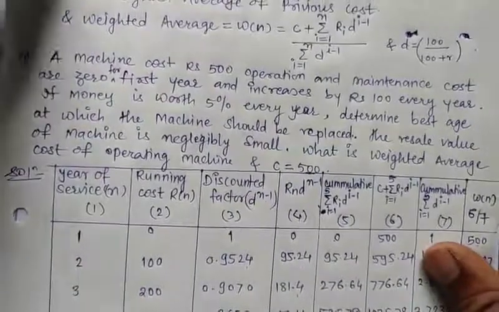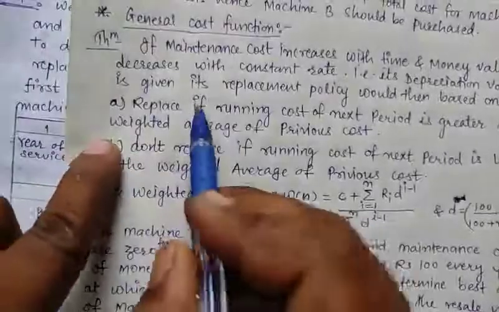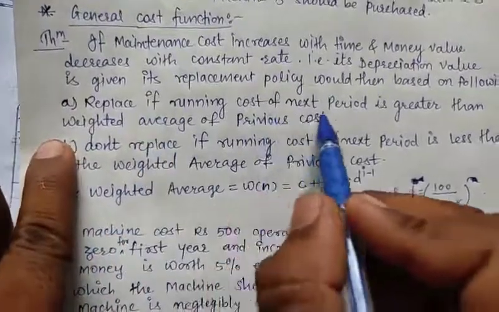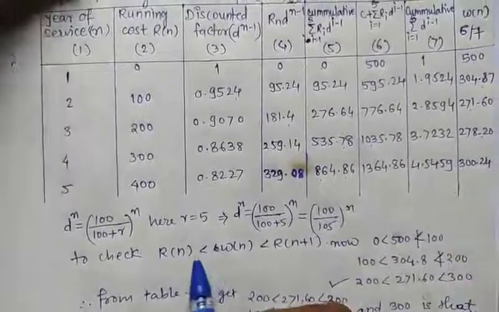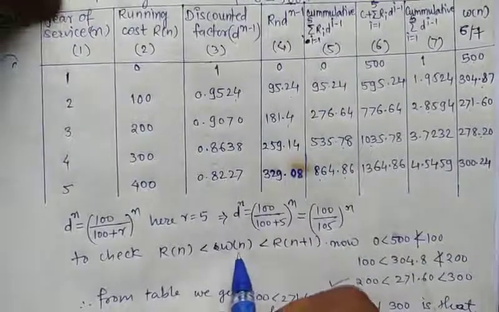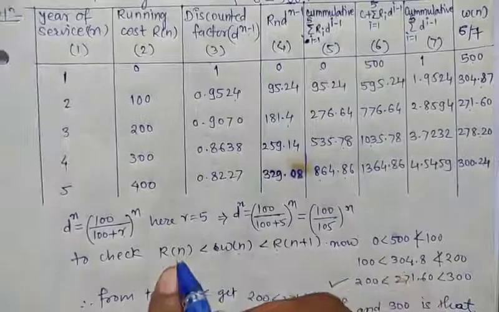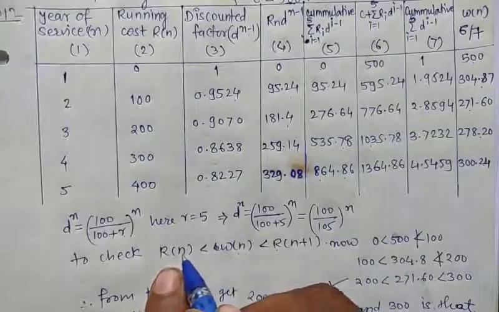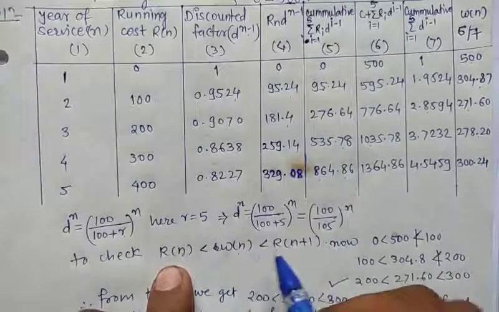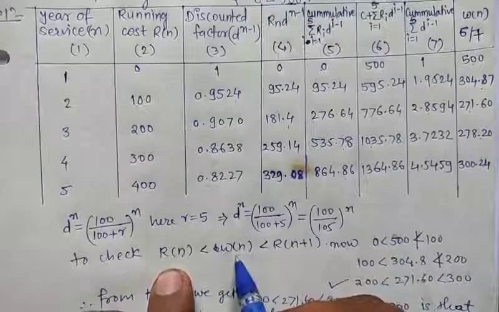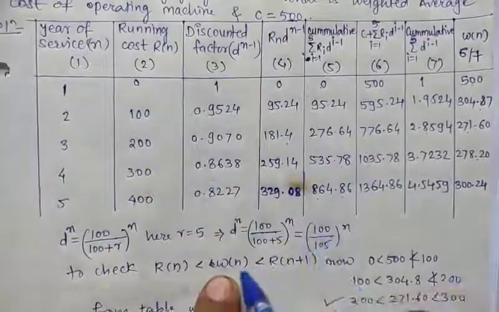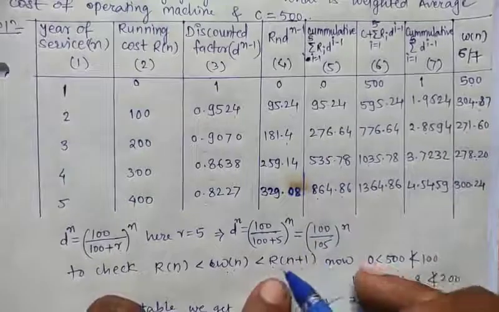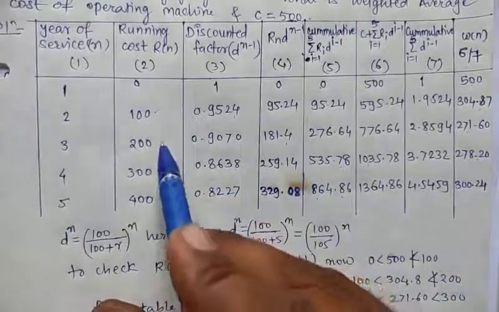Now here, what is the condition? We have seen the theorem, general statement. Replace if running cost of next period is greater than weighted average cost of previous period. Now let's see. We have to check R of n is less than weighted average of n less than R of n plus 1. So R of n is running cost for nth year, this is running cost for n plus 1th year, and this is weighted average of nth year.